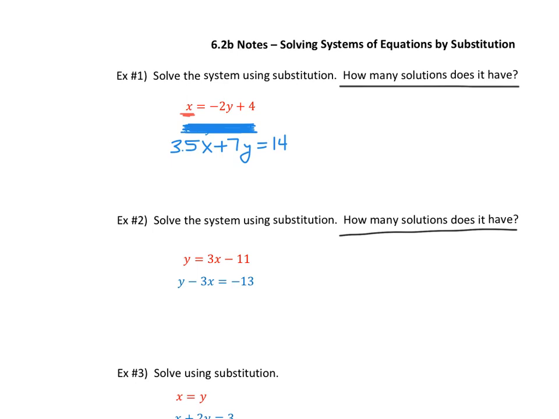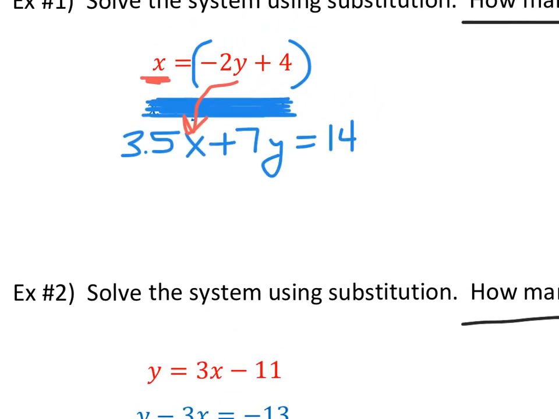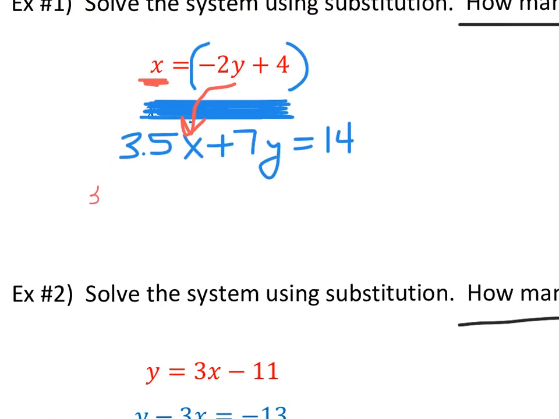Okay, so what we're going to do is we're going to substitute now. We're going to plug in what x equals. So I know x equals this. I'm going to take that and I'm going to plug it in right here. Don't forget parentheses here. So you need to go 3.5 times negative 2y plus 4. Okay, technically we'll do this in blue just to not confuse you. So that's 3.5, this is x, plus, so now we're here, 7y equals 14.